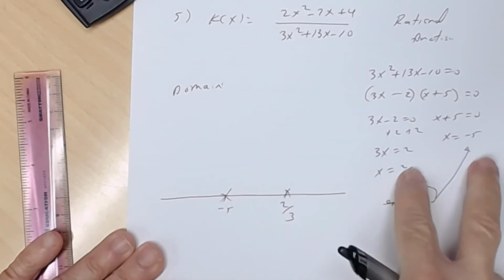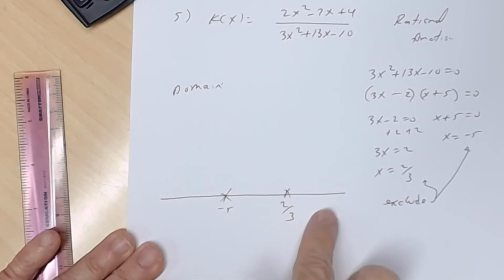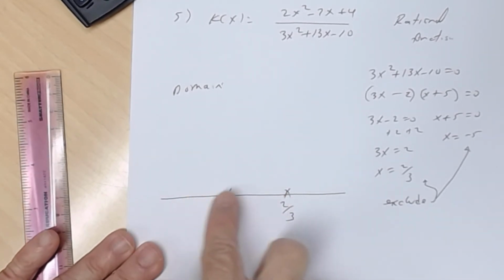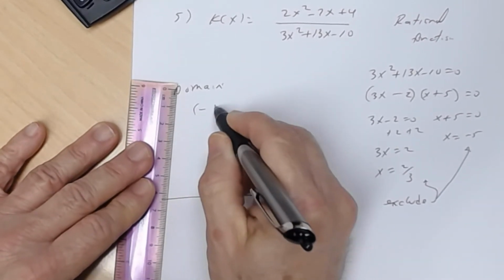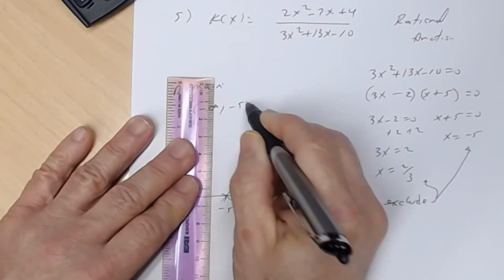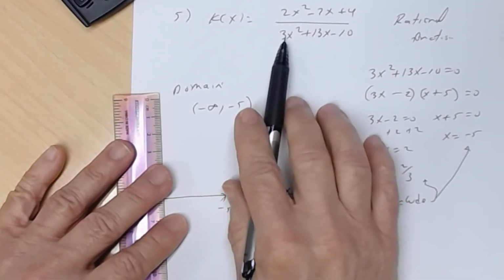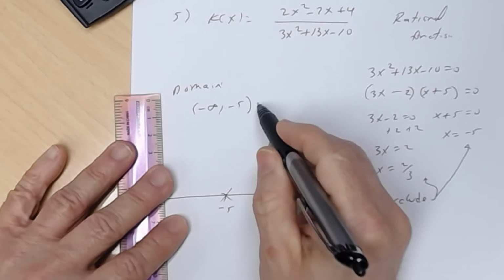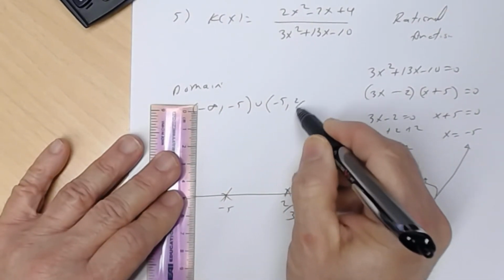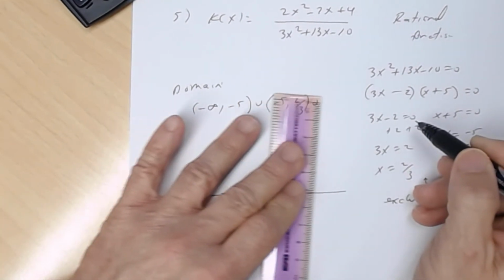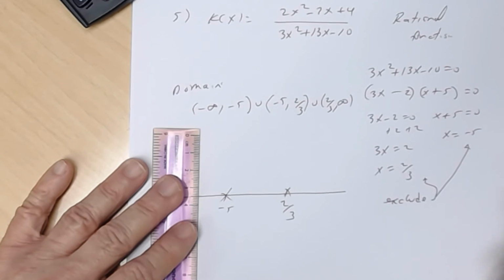So notice that these two restrictions divide the number line into 3 parts. I'm going to have 3 intervals in my domain. Okay, so I'm going from negative infinity to negative 5, parentheses because I can't use negative 5. It makes my denominator 0. Union, and then from negative 5 to 2/3, and then union from 2/3 to infinity. Okay, so that's your domain.